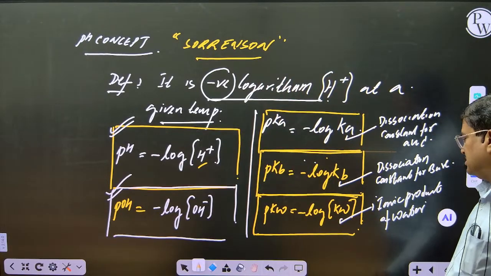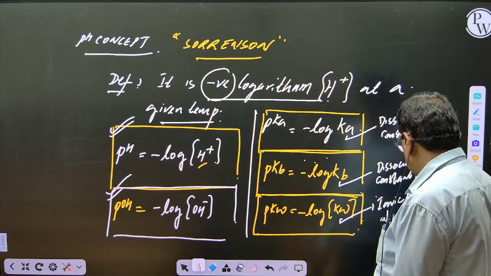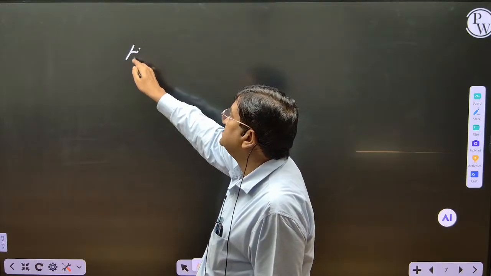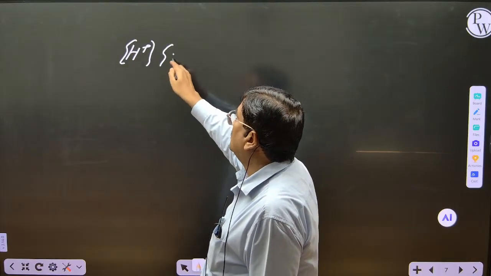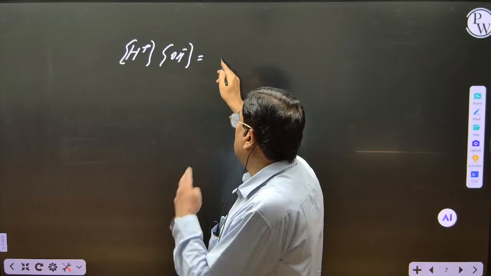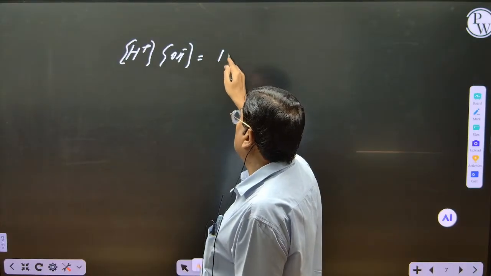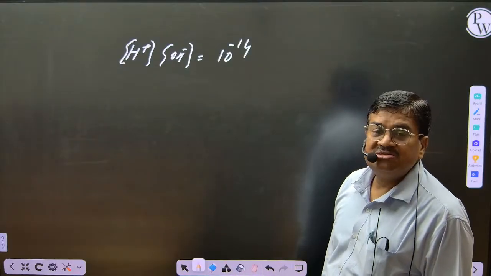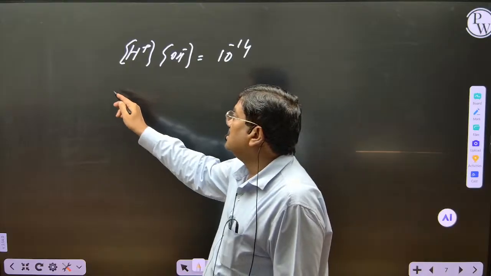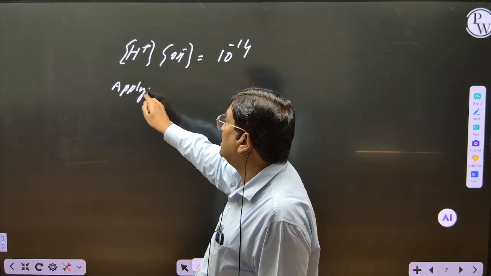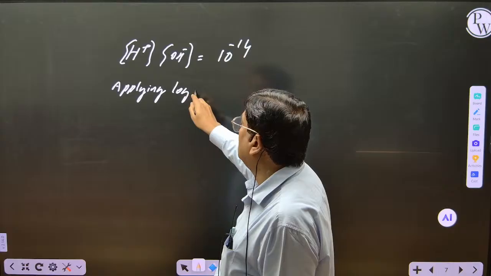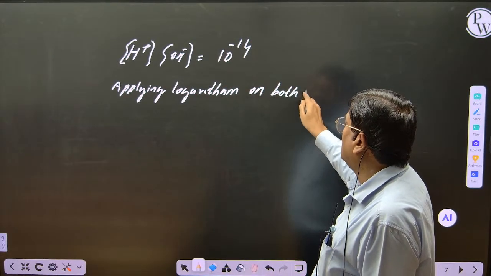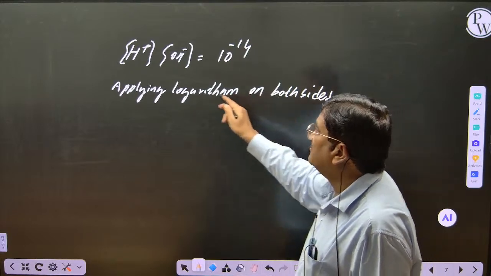Now we wrote one relation previously. What is that? Kw is equal to H plus ion concentration times OH minus ion concentration, which is 10 power minus 14. Now what do we do? We apply logarithm on both sides. When we apply logarithm on both sides, what should I write?